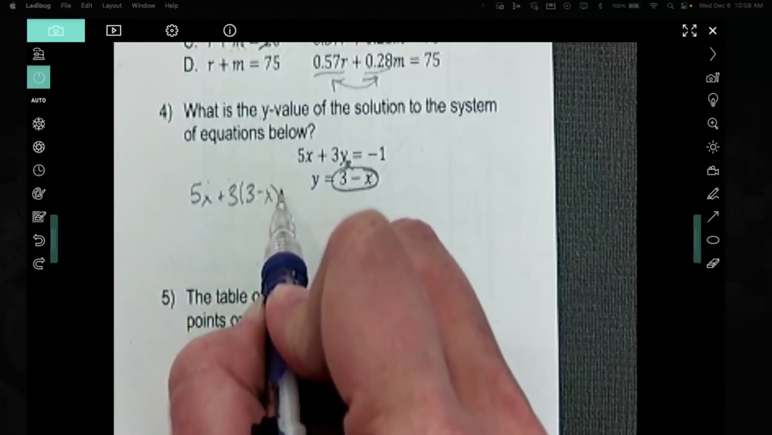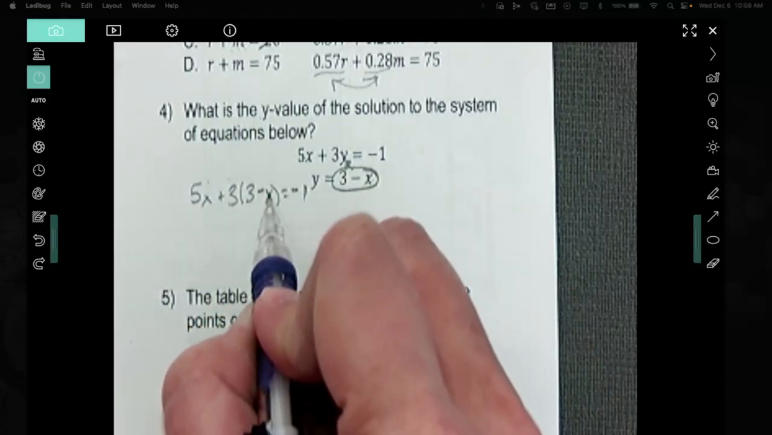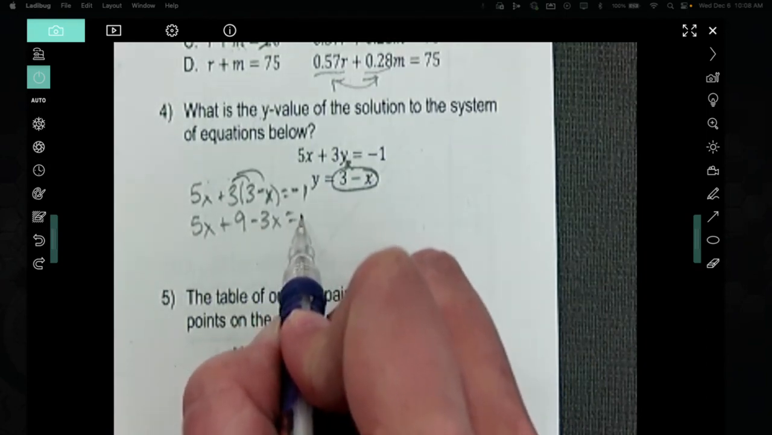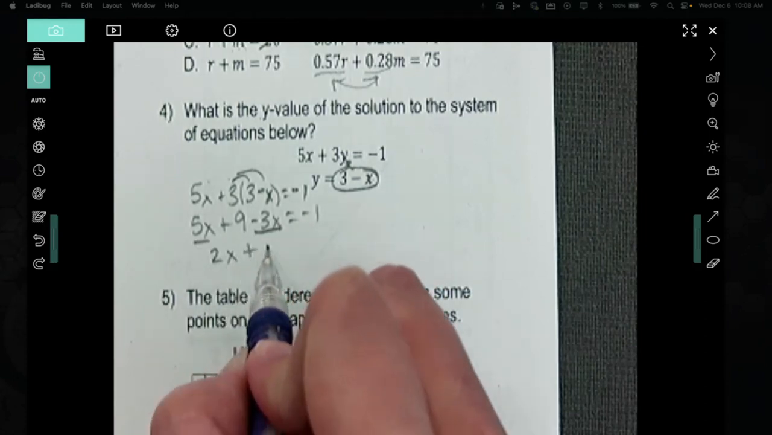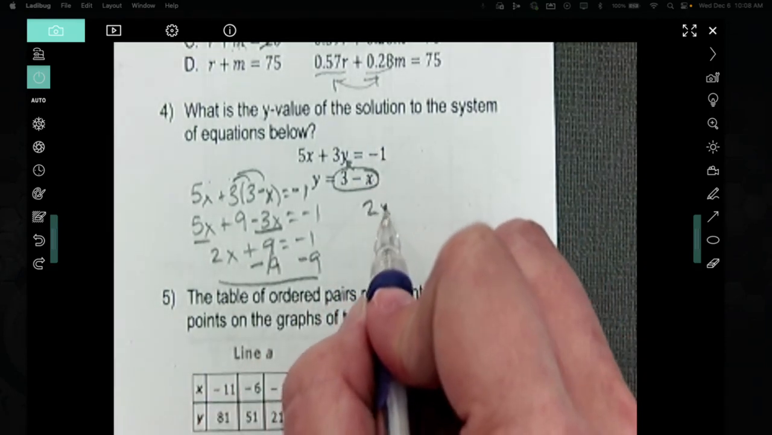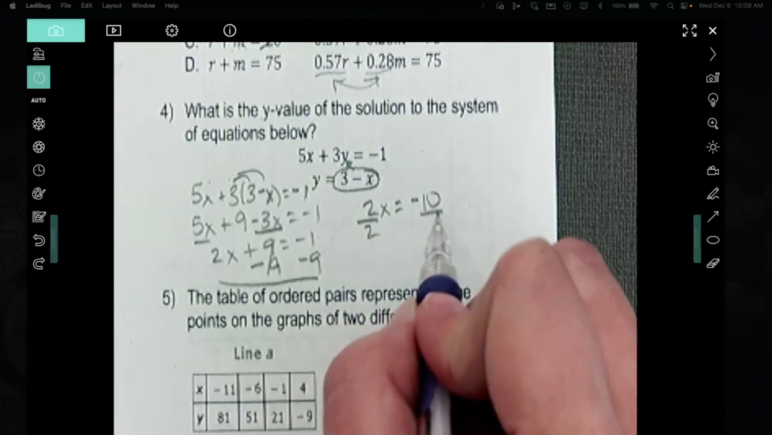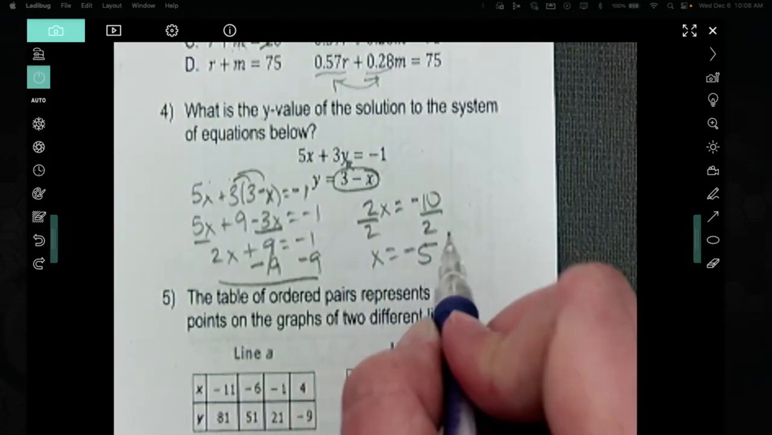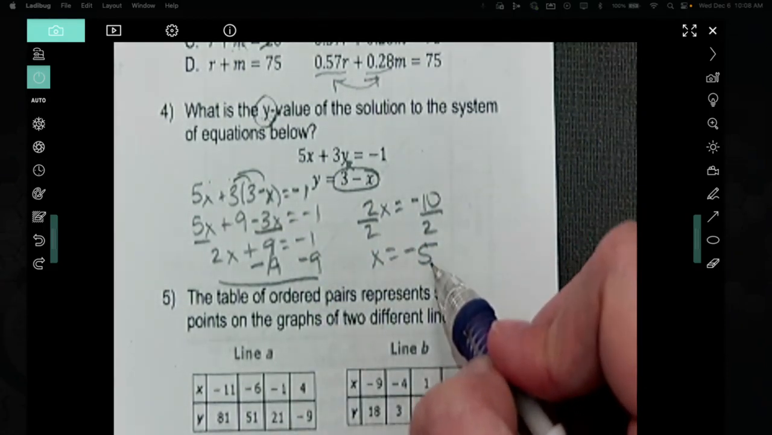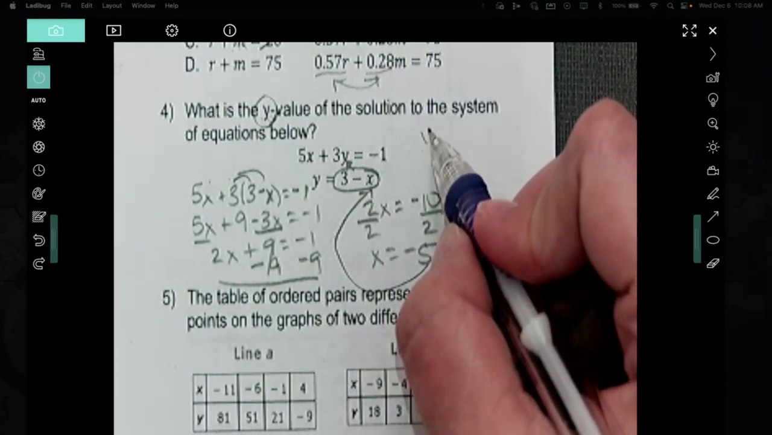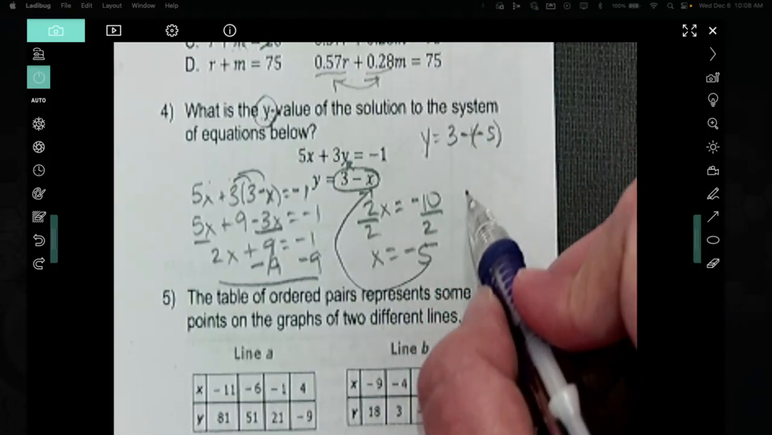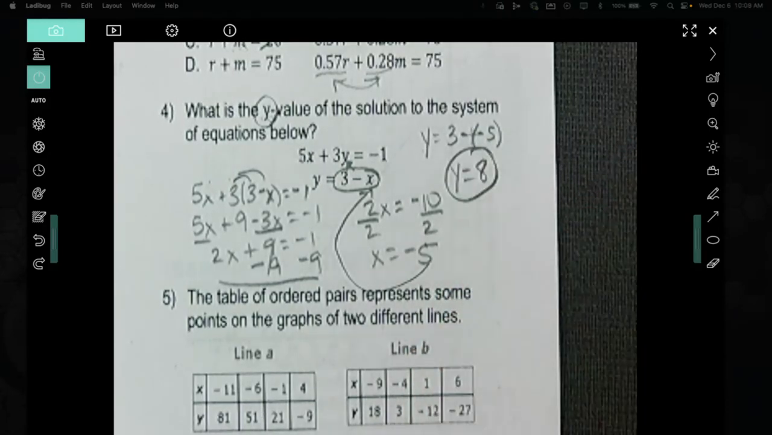Make sure that you set it up correctly. Make sure you put that -1 there. Sometimes we forget our signs. So I'm going to distribute. I'm going to collect like terms. I'm going to move my regular numbers to one side. And then I'm going to divide. I get x equals -5, which would be great except for it's asking for y. So I need to take and I'm going to plug this back in. 3 minus a -5. You could use your calculator if you needed to, or y equals 8.